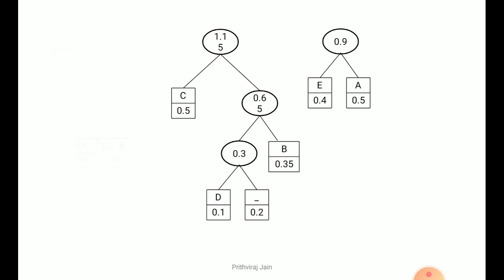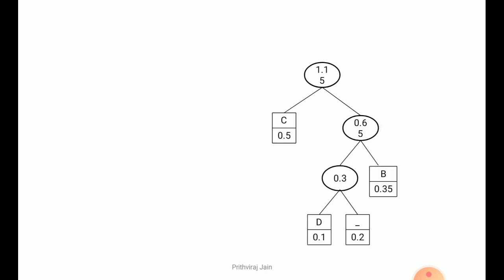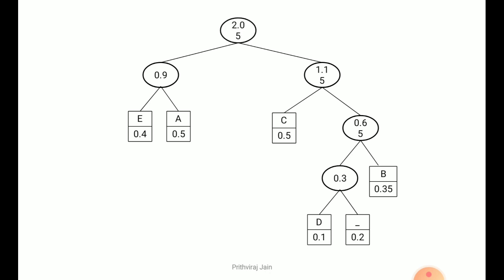Let us record this so that in our list or table we get 0.9 and 1.15. So 0.9 for EA, 1.15 for CD underscore B. Lastly, we combine those two, that is 0.9 and 1.15, so the result is 2.05. Now this is the total probability for all the characters, and the tree that we can see is called a Huffman tree.